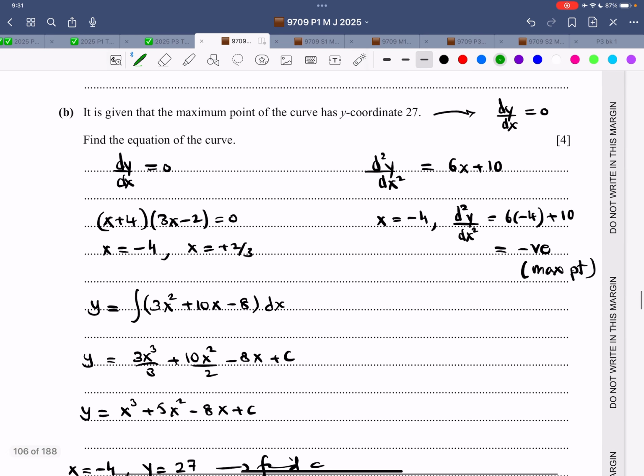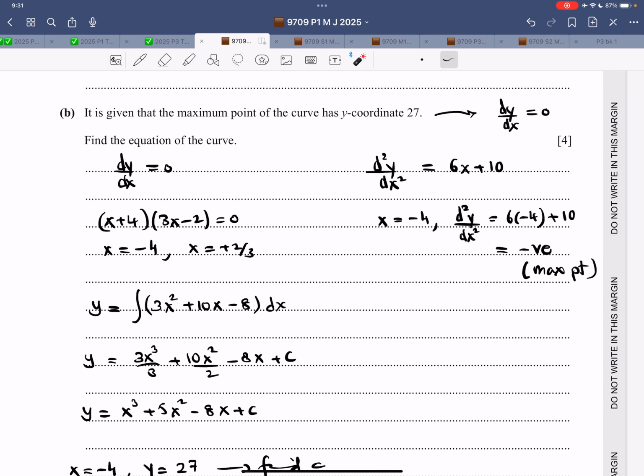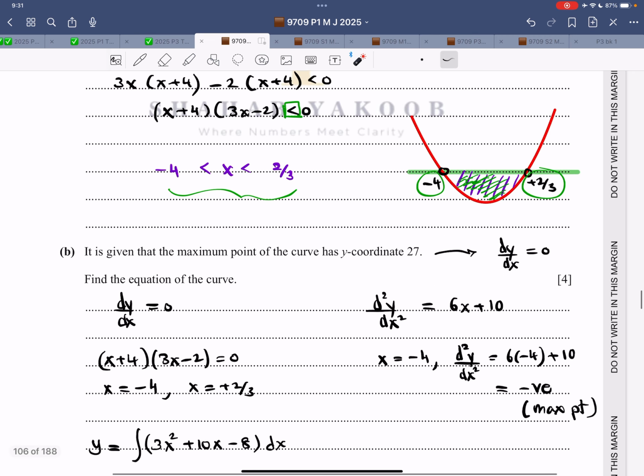Second part, it is given that the maximum point of the curve has y coordinate 27. Now there are 2 turning points. This was used for inequality. In reality, if I make dy by dx equal to 0, these are the 2 turning points. So I already have the factorization, and let me write down the turning points over here. So the 2 turning points are x is negative 4, and the other one is x equals positive 2/3. Now we don't know which one is giving a maximum, which one is not.